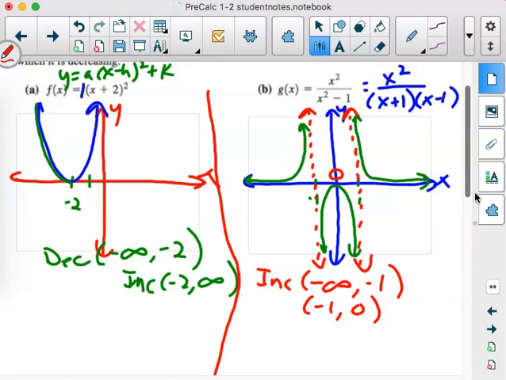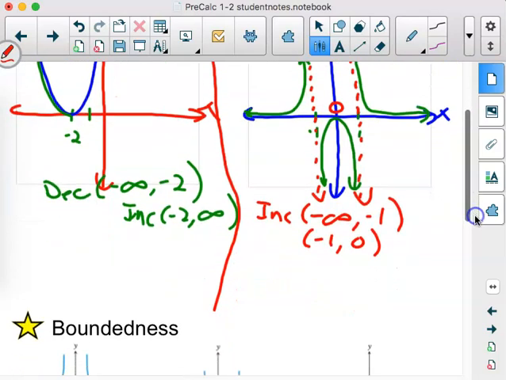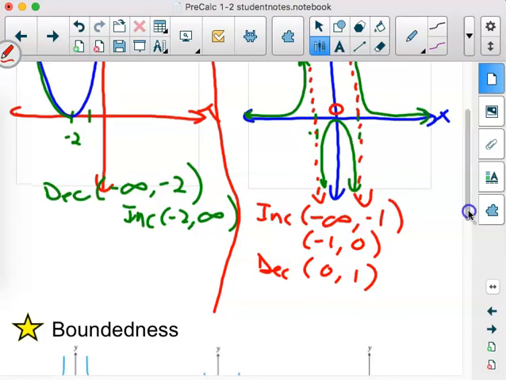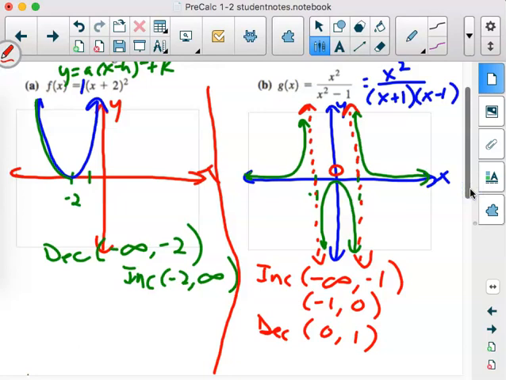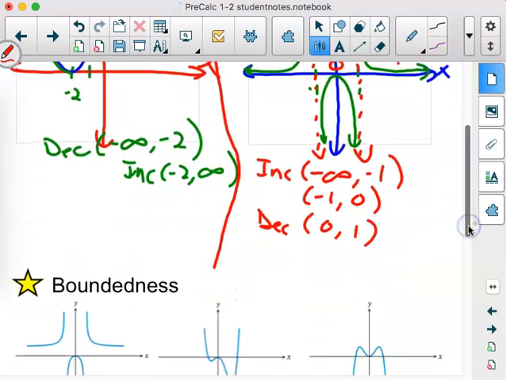Now, here's what I don't do. I don't put a union symbol there. These two are not together, as we would be talking about domain. They're separate pieces of the graph. We're just describing those separate pieces. Then it's going to go down, decreasing from 0 to 1, one of our vertical asymptotes. And then this other branch over here is also going down. That's decreasing from left to right. And that's from 1 to infinity.